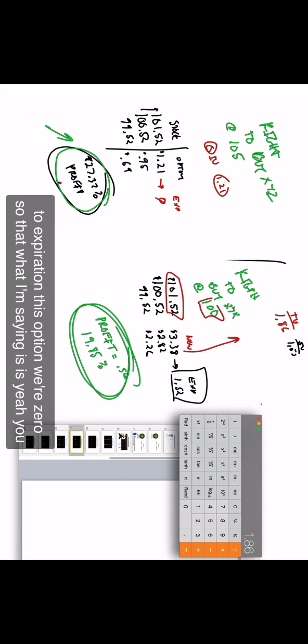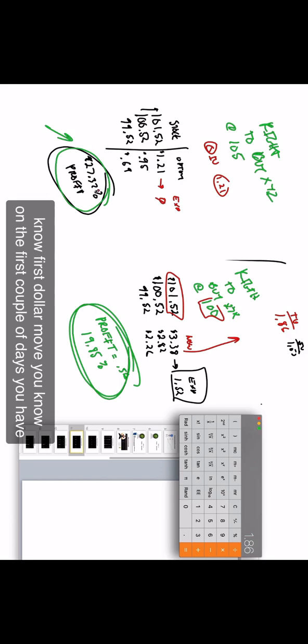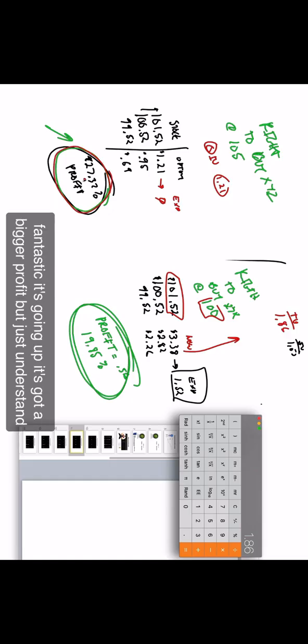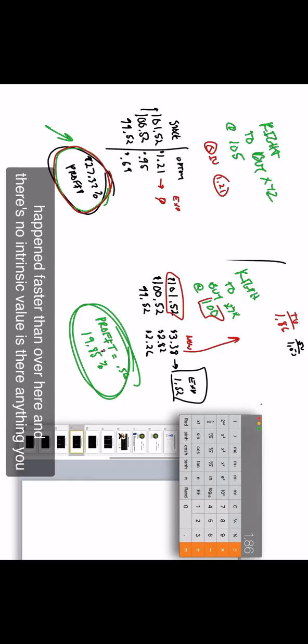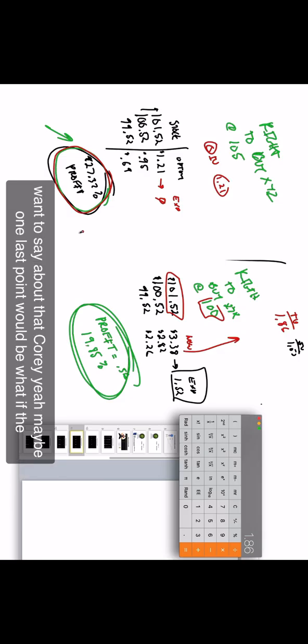So what I'm saying is, in a first dollar move, on the first couple days, fantastic. It's going up. It's got a bigger profit. But just understand that you'd have to have this happen faster than over here, and there's no intrinsic value. Is there anything you want to say about that, Corey?